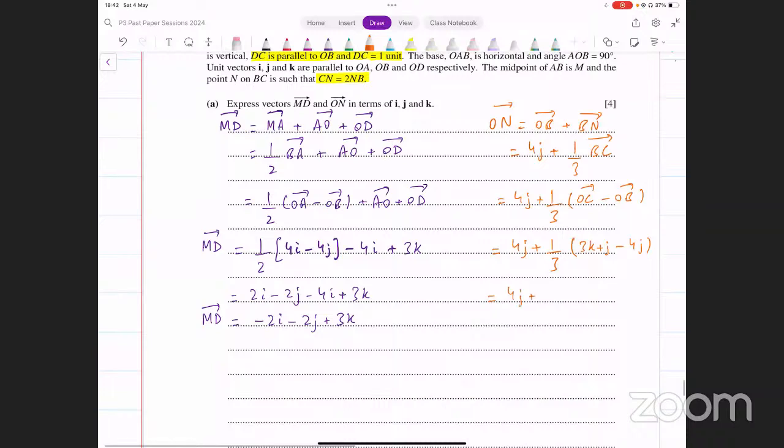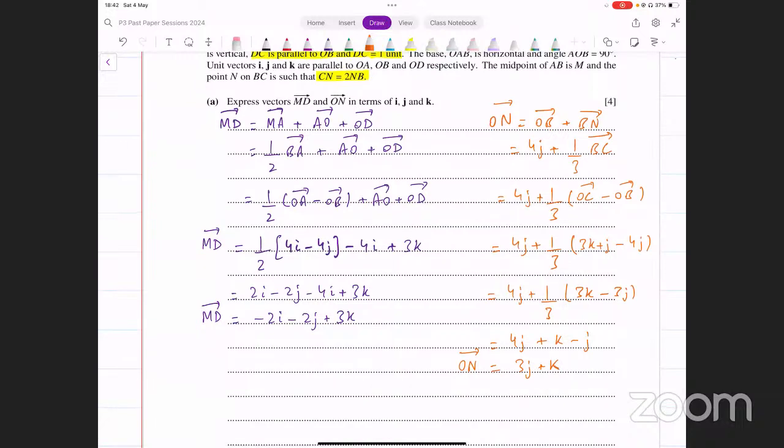Let's simplify this. That gives us 4j plus 1 over 3 multiplied by 3k minus 3j. Simplify this, and that gives you 4j plus k minus j, and it's 3j plus k. That's the vector ON. That's what we were looking for here. All right, make sense?